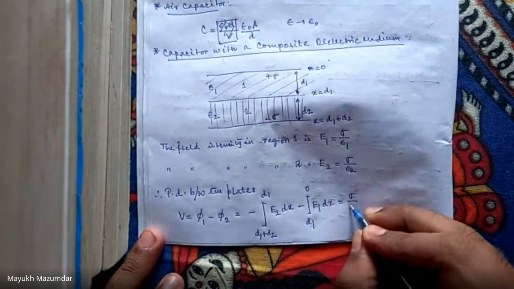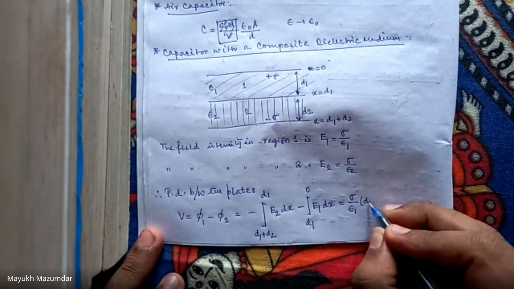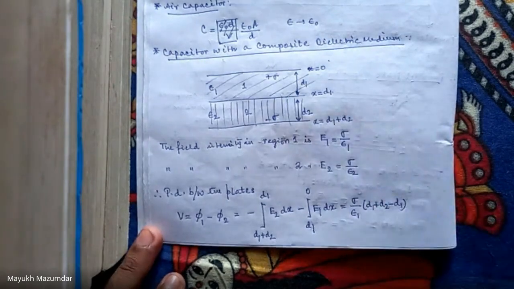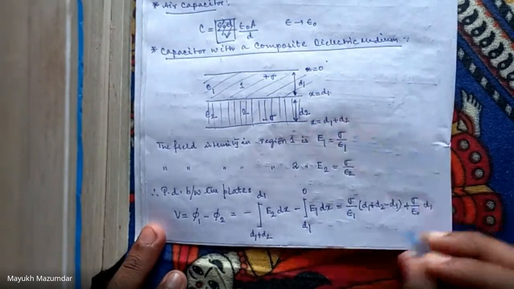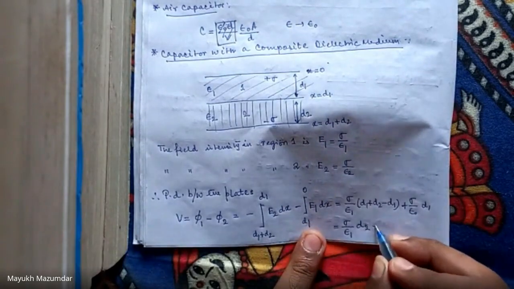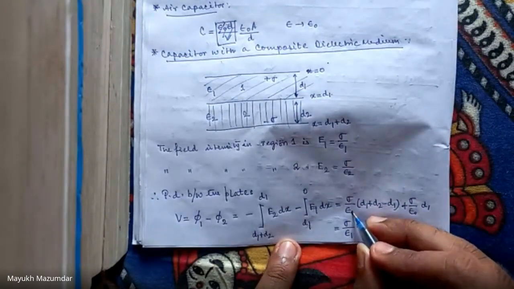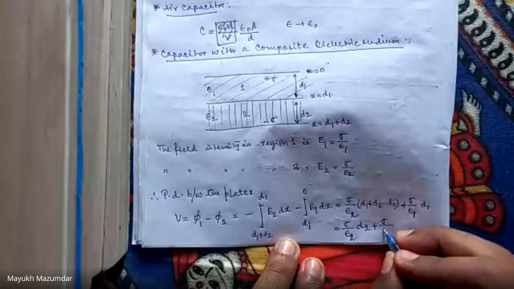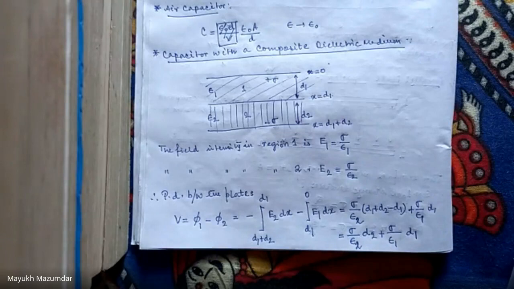Just before, we saw the result of the integration. This would come as d1 plus d2 minus d1, and this would come as sigma by epsilon 1 d1. So ultimately it would be sigma by epsilon 1 d1 plus sigma by epsilon 2 d2. Try to find it yourself and check whether it is correct with what I got.